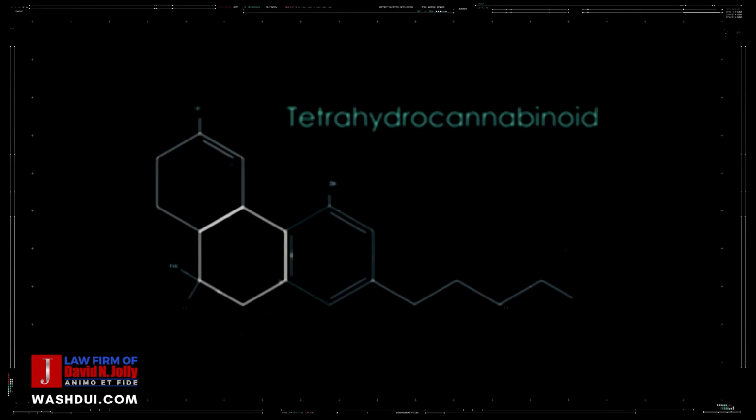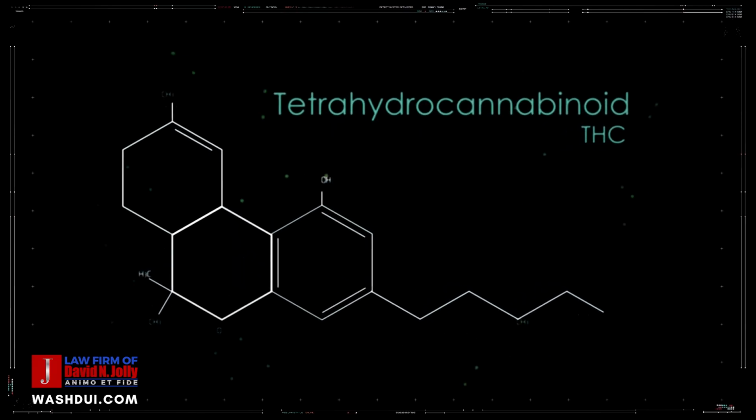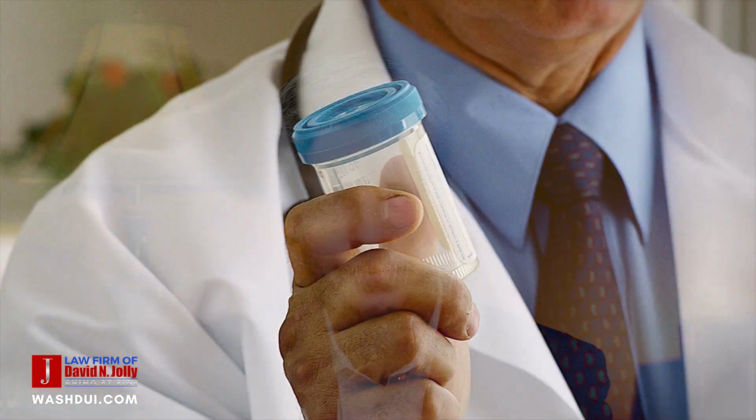Marijuana contains hundreds of chemicals, but there are only two that drug screens are looking for. The first is THC, and this is the chemical or psychoactive component that affects mood, perception, and behavior. The second chemical drug testing is looking for is carboxy THC, which is a metabolite of marijuana and is produced when the liver breaks down the THC.